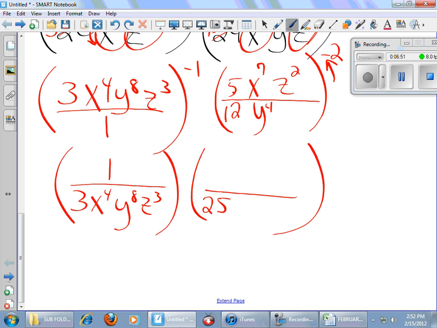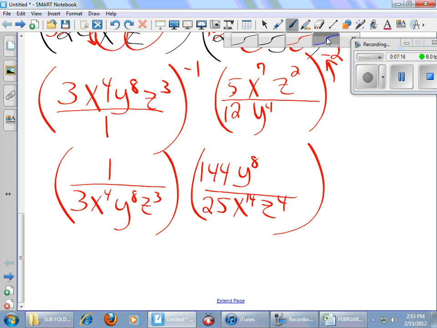X to the 7th squared is x to the 14th, but it'll be in the denominator. Z squared will be z to the 4th, again, in the denominator. 12 squared would be 144. Ooh, that's gross. It'll be in the numerator. Y to the 4th squared will be y to the 8th, but it will be in the numerator. And now I'm ready to simplify diagonally.